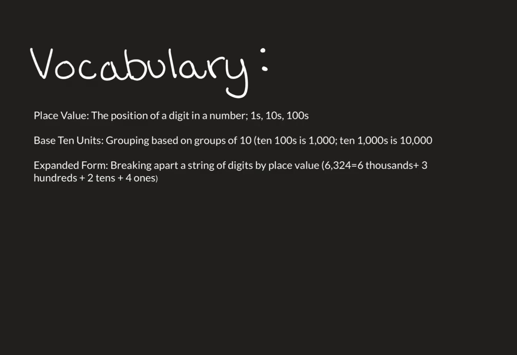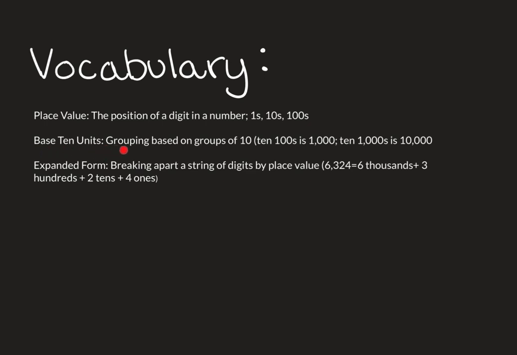Okay, so first we're going to start off with some vocabulary to review. So our first term is place value. Place value means the position of a digit in a number. So some examples of place value that are used the most often are the ones place, the tens place, and the hundreds place.